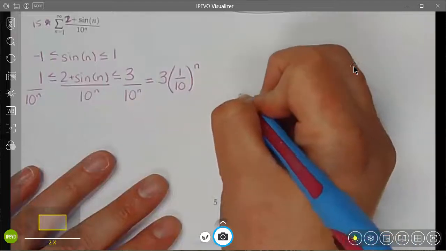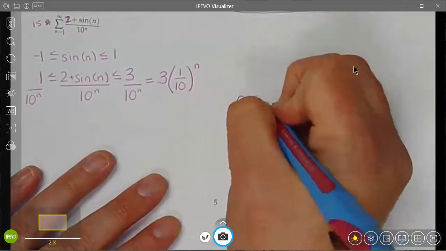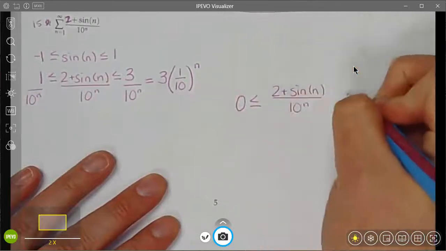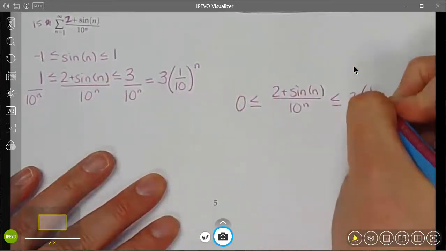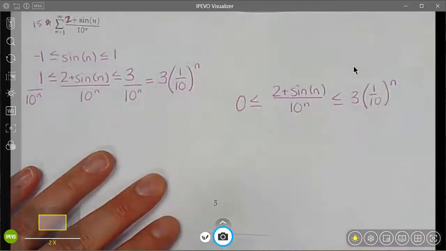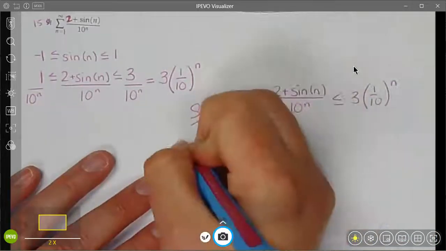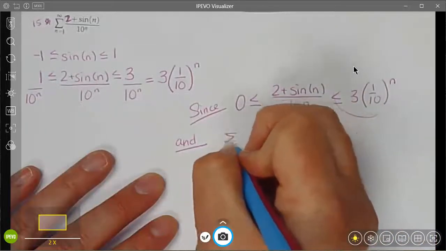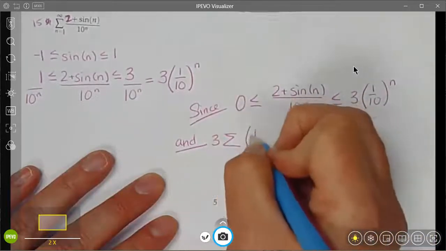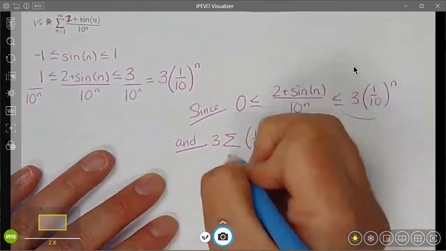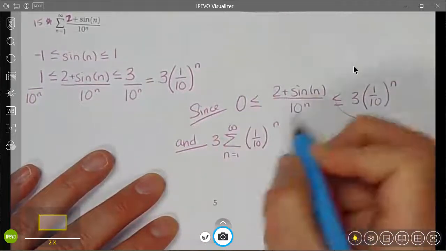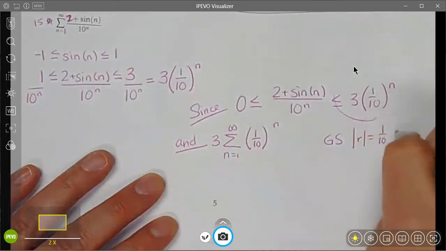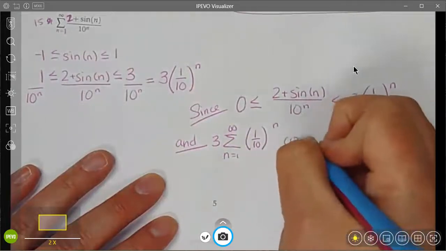My write-up is going to be 0 less than or equal to 2 plus sine n over 10 to the n, is less than or equal to 3 times 1/10 to the n. And now I've got to talk about what this will do as a series. So I have 3 times the series of 1/10 raised to the n, so n equals 1 to infinity. This is a geometric series. Absolute value of r is 1/10, which is less than 1, so I get convergence.